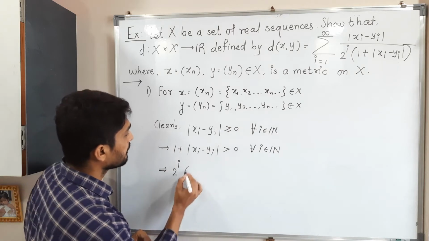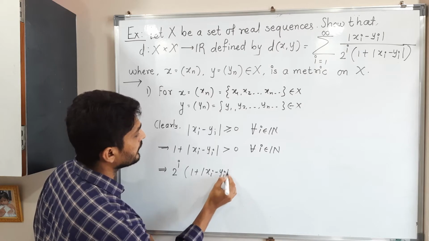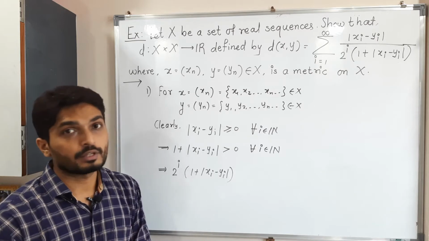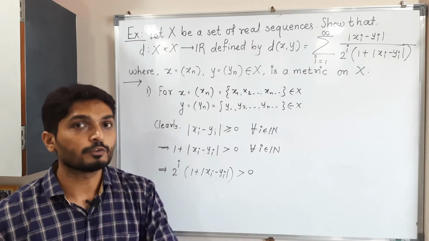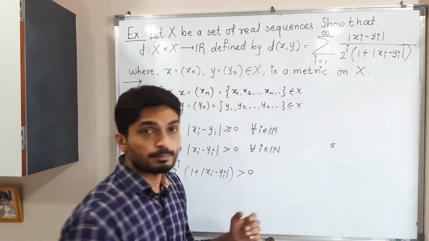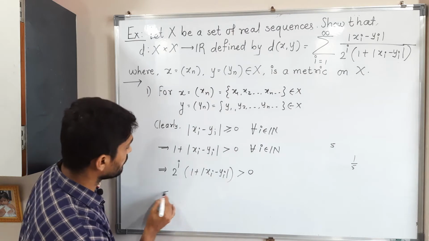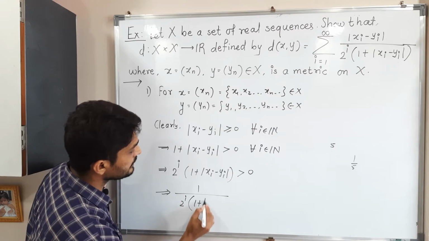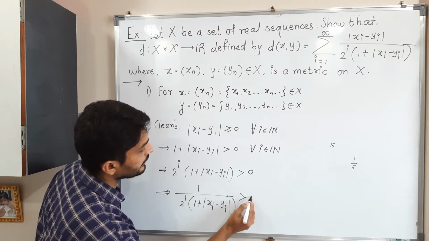So if I multiply, what will happen? See, this bracket is a positive number, and 2 raised to i is also a positive number. If you take the product, again you will have a positive number. See, if you have any positive number and if you take its reciprocal, again you will have a positive number. For example, 5 is positive. What is its reciprocal? 1 by 5. That is also positive. So therefore, if you take its reciprocal, 1 upon 2 raised to i times 1 plus mod xi minus yi, that is also greater than 0.